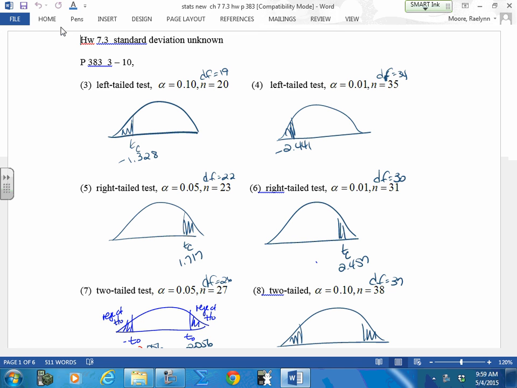So if it's on the left-hand side of the 0, you make it a negative. If it's on the right-hand side of the 0, you make it a positive. The calculator gives you a negative. So, and the same thing applies. I don't care which one you use. I find the table to be easier. You don't even have to think about it. One-tailed, two-tailed, and there you are.